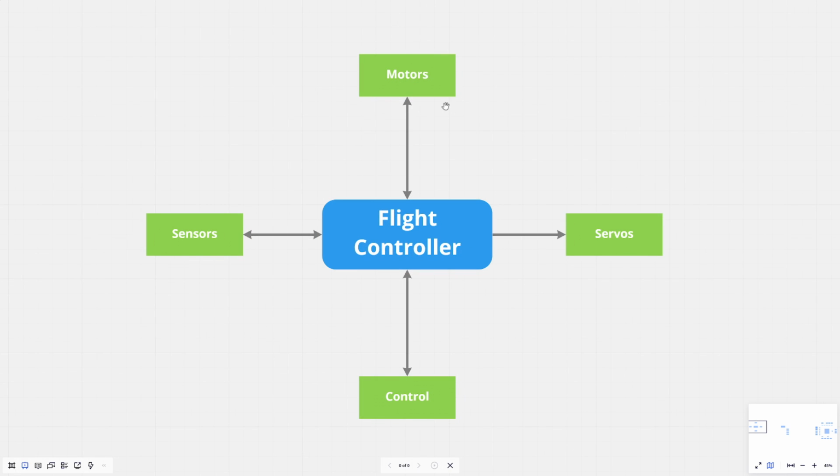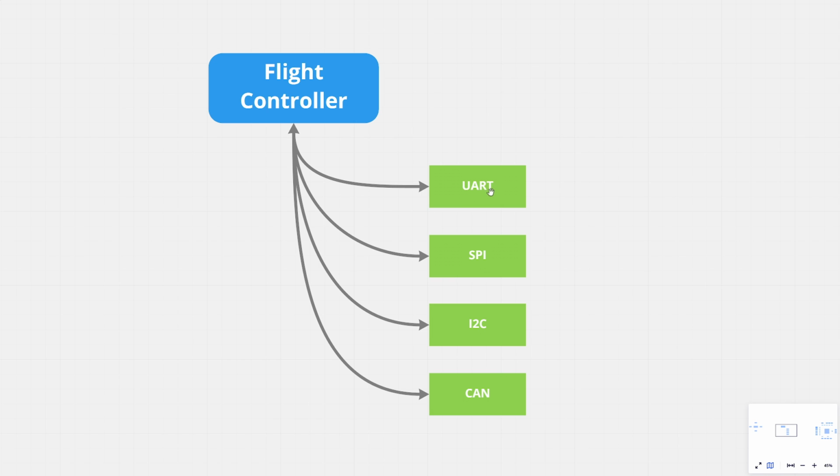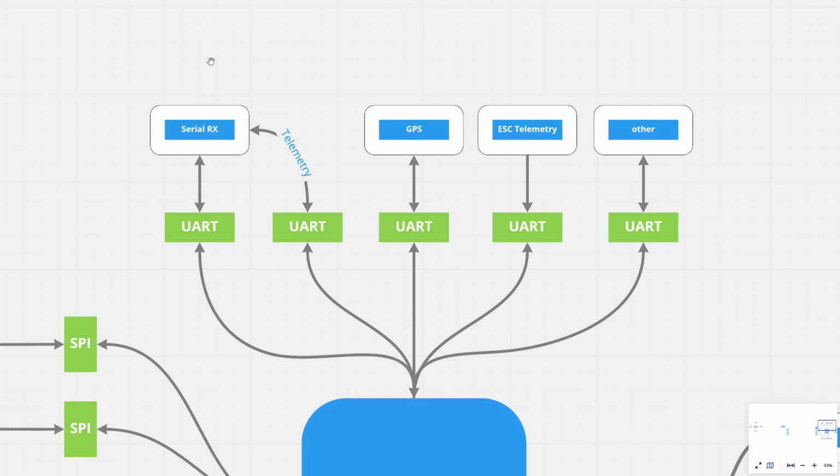Today we will completely ignore the buses that are used to connect motors and servos to the flight controller, and we will concentrate only on the buses used by the sensors and by the controller. We have UART, also known as the serial port, universal asynchronous receiver transmitter. We have the SPI, known as serial peripheral interface. We have I2C and we have CAN bus. We will mostly talk today about the serial, SPI and I2C, and only mention something about the CAN bus. Let's begin with the serial port.